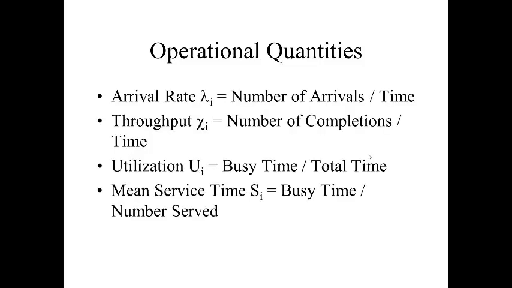One is the arrival rate, lambda sub i, which is the number of arrivals divided by time. X sub i, which is the number of completions divided by time, and that gives us our throughput. Utilization is the busy time divided by total time, and the mean service time is the busy time divided by the number served. So you can see these are pretty easy to calculate algebraically.